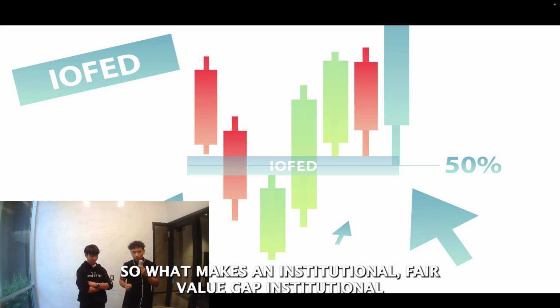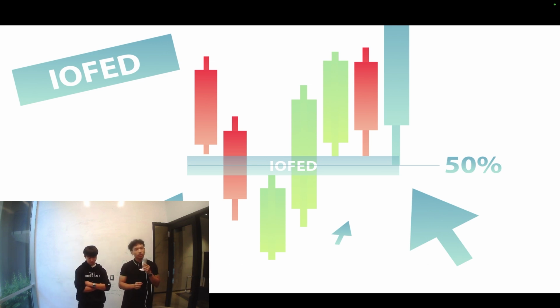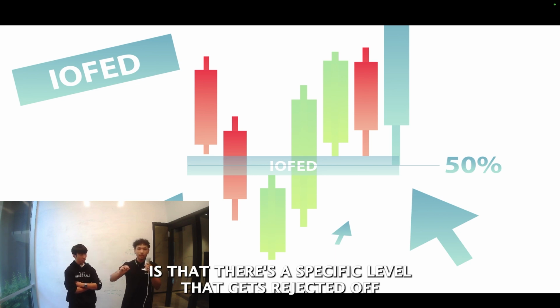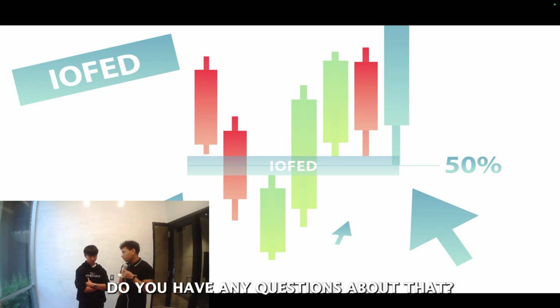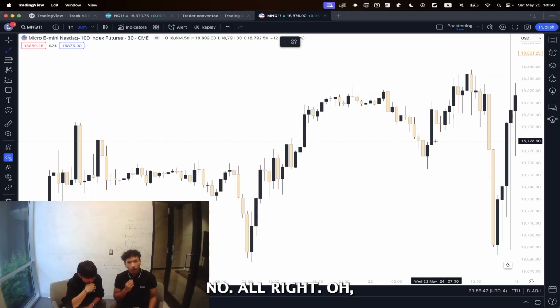No. So what makes an institutional fair value gap institutional is that there's a specific level that gets rejected off of, increasing the algorithmic probability of this fair value gap. Do you have any questions about that? Nope. All right.